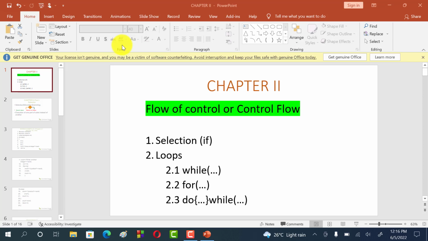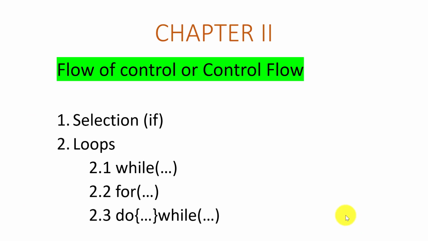Hello again. This is chapter 2, concerning introductory to high level programming. In this chapter, we shall deal with flow of control, or sometimes called control flow. In this chapter, we shall cover selection and then we shall cover loops or repetitions.